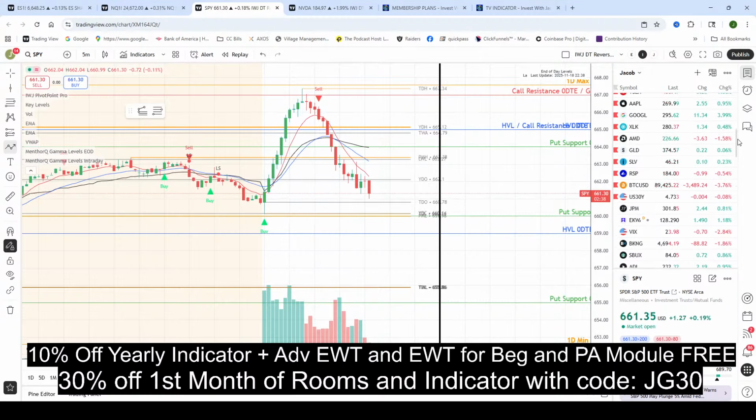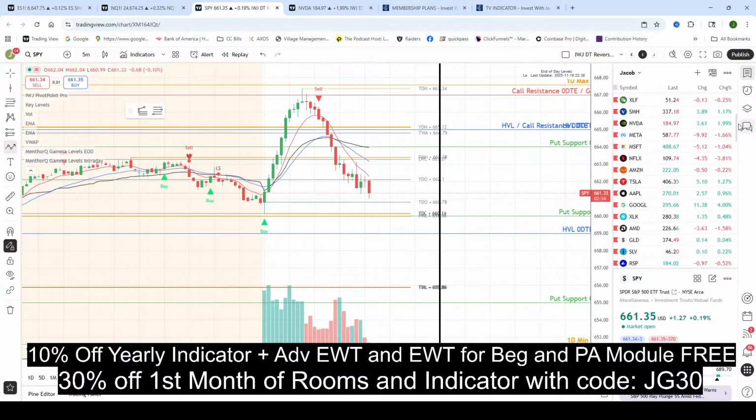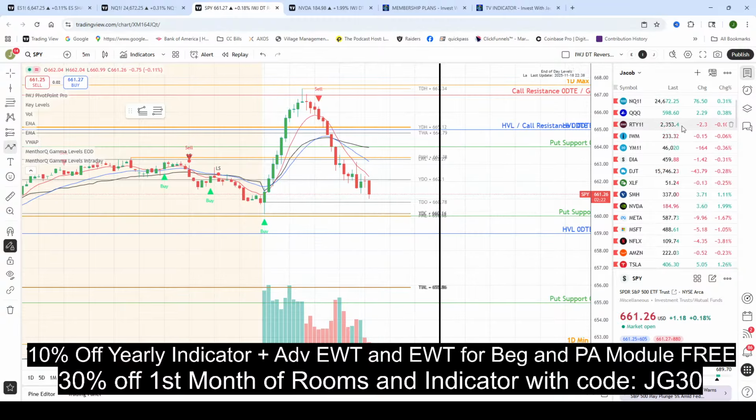Gold and silver flat, Bitcoin not flat. Four of the Mag 7 turning over: Meta, Microsoft, Netflix, and Amazon all red. The banks are red. AMD's red. Seen a lot of turnover here.